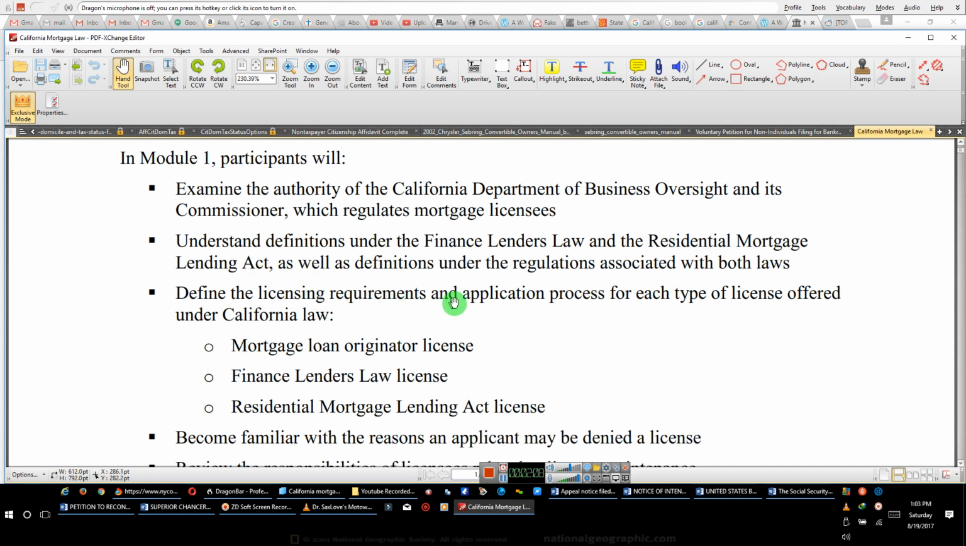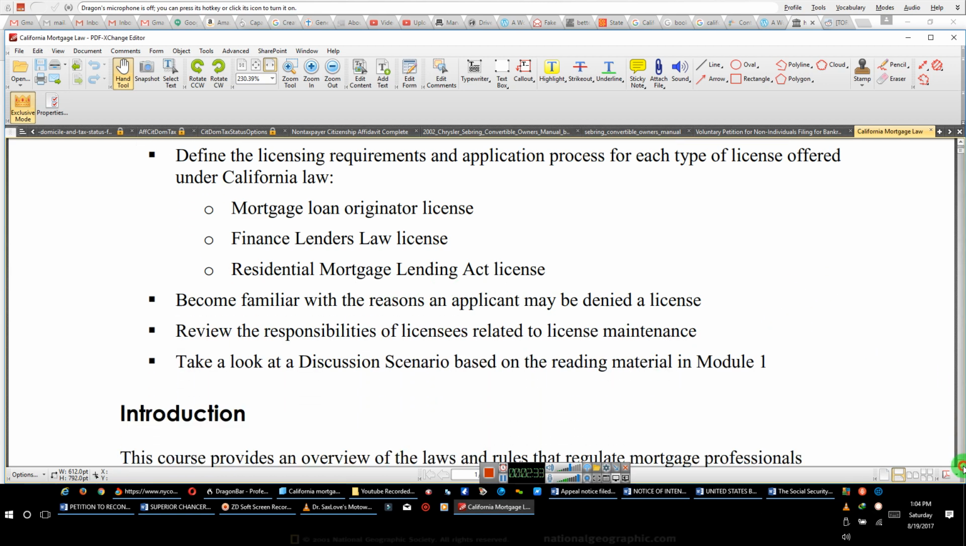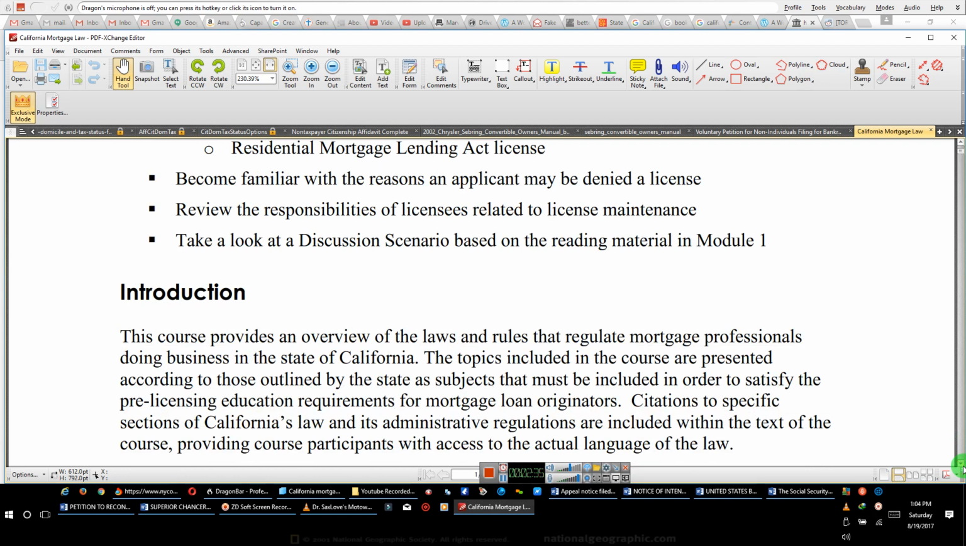Define the licensing requirements and application process for each type of license offered under California law: Mortgage Loan Originator license, Finance Lender Law license, Residential Mortgage Lending Act license. This is the mortgage law for California. That's why I can tell you the Residential Mortgage Lending Act is what you need to know. We don't care about the Financial Lenders Law because we know they're going to skirt around that anyway and get very technical with you. Okay?